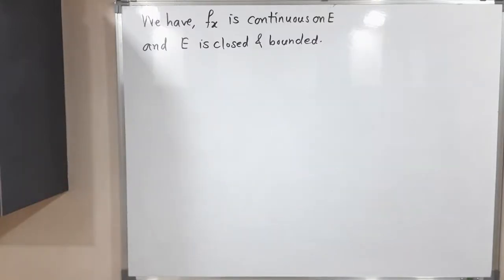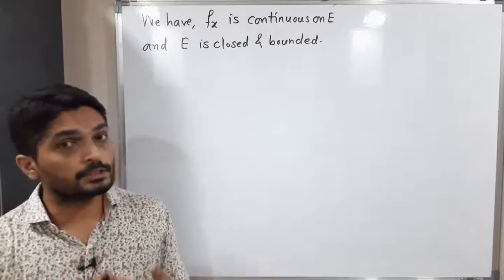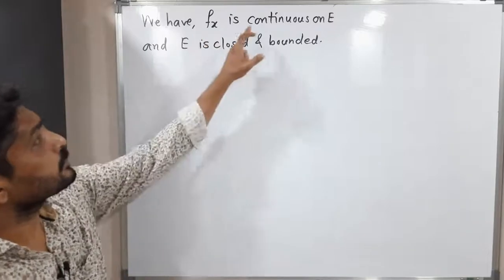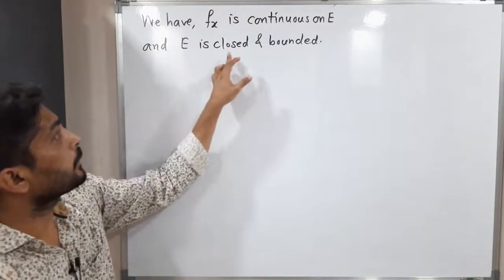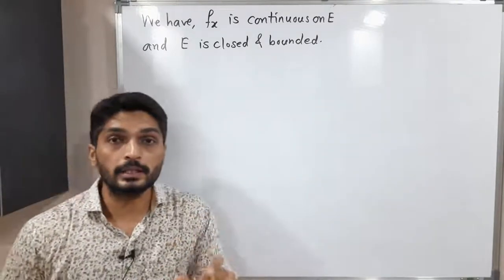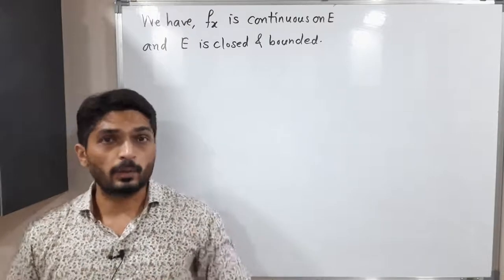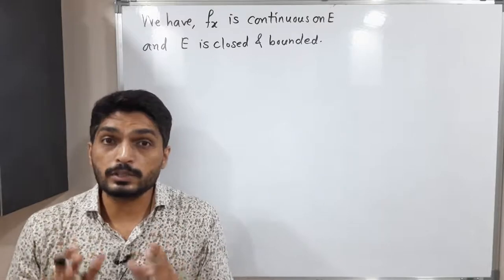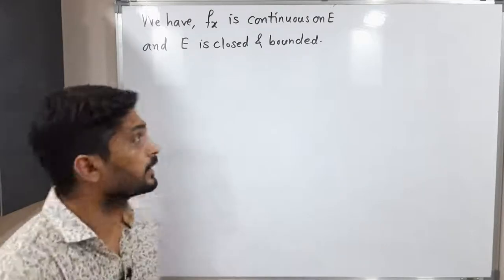As I told you earlier, we have the information that f is continuously differentiable. Continuously differentiable means the function is continuous, it is differentiable, and its derivative is also continuous. So fx is also continuous on E, and E is a closed and bounded set. As I told you earlier, E is a closed rectangle, so it's a closed and bounded set. When we have a continuous function defined on a closed and bounded set, definitely it is uniformly continuous.